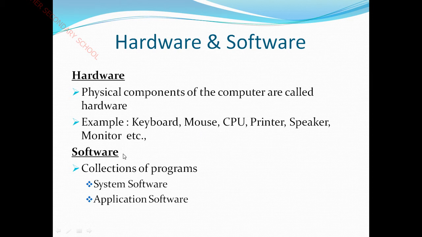So next one, software. Software means a collection of programs. A program means step by step instructions given by the user. There are two kinds of software: one is system software, another one is application software. Also remember that a computer does not work without the help of software. We have a monitor, keyboard and mouse, but we couldn't work with these parts alone, because the software is inside the CPU, and with the help of that software's instructions, these hardware parts work. Okay. So next we will move to the next slide.